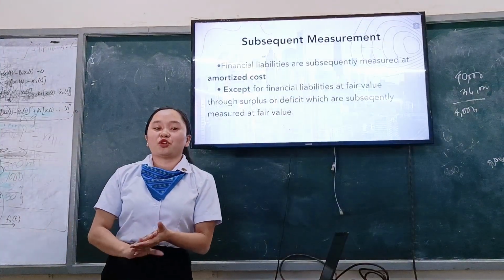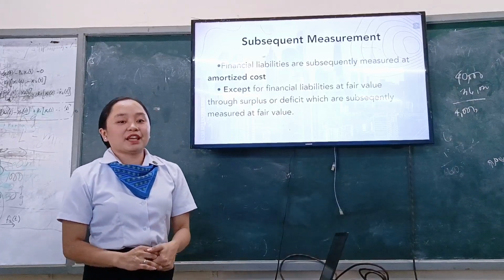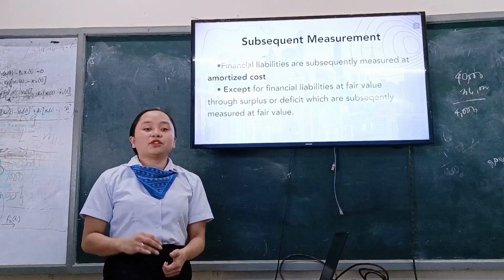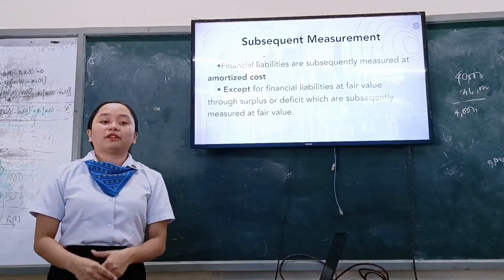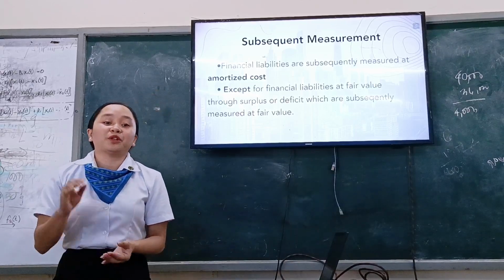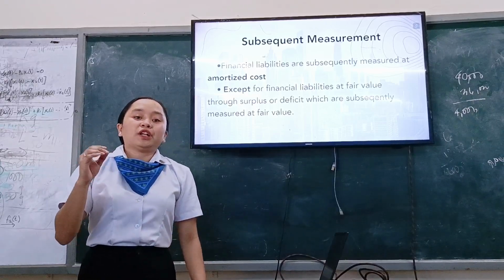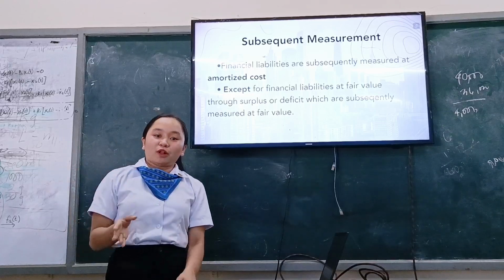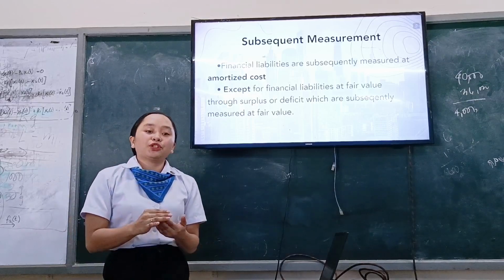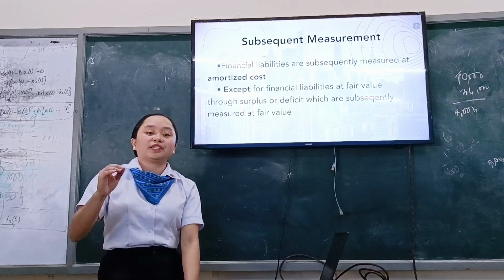Next is the subsequent measurement of the financial liability. So the financial liability is subsequently measured at amortized cost, except for the financial liabilities at fair value through surplus or deficit, because those are subsequently measured at fair value. So first, what is amortization? Amortization is just like depreciation. Depreciation is used to depreciate tangible assets, while amortization is a process of gradually reducing the book value of intangible assets over their useful life.